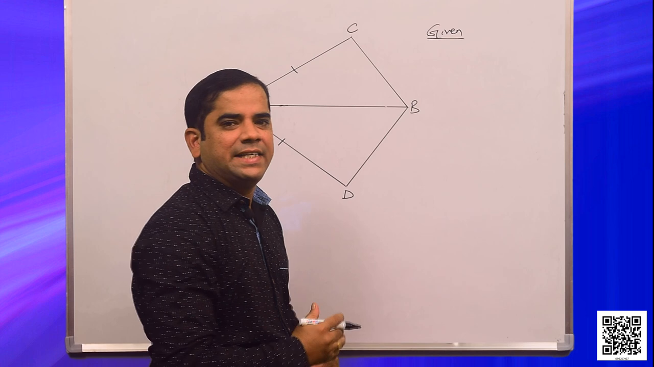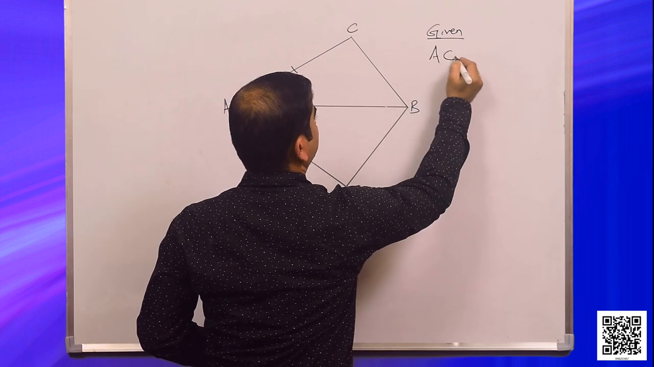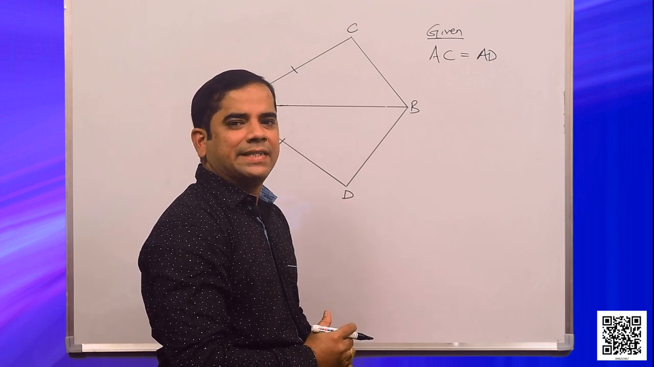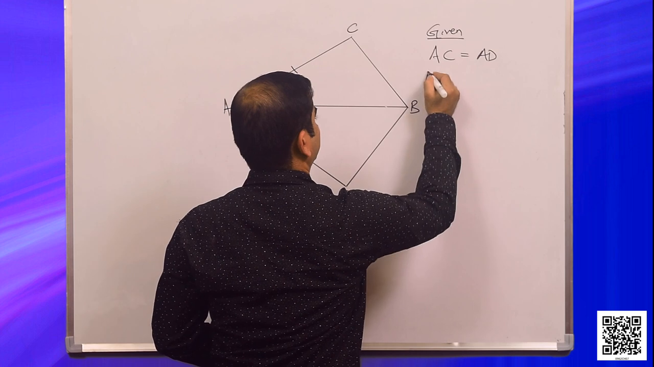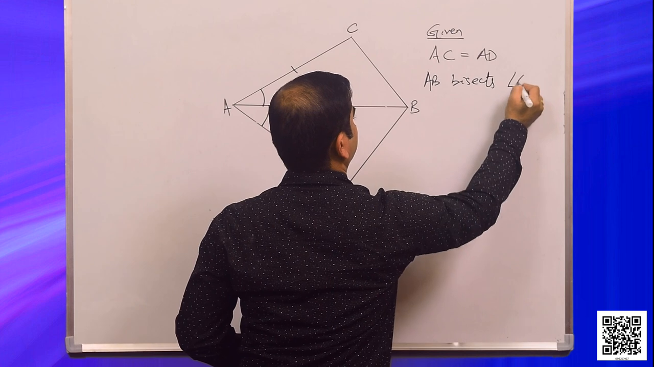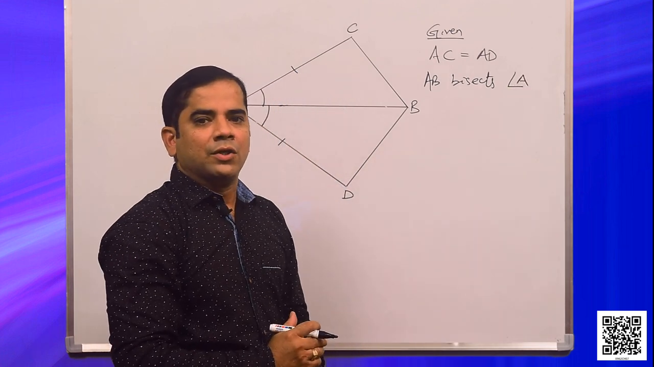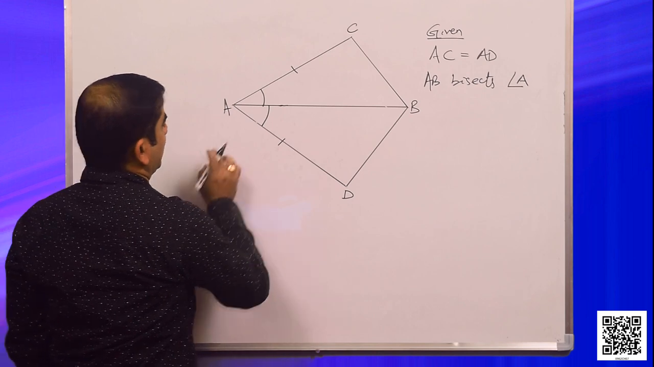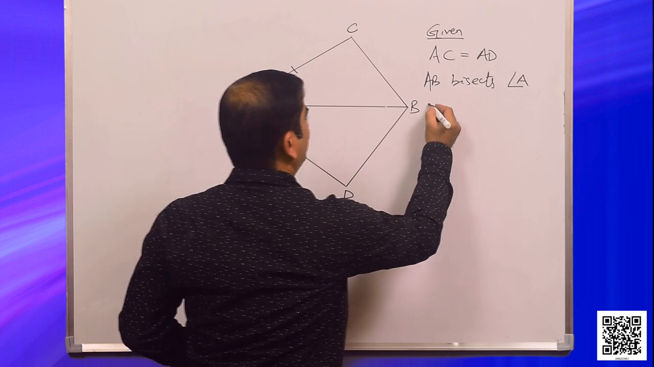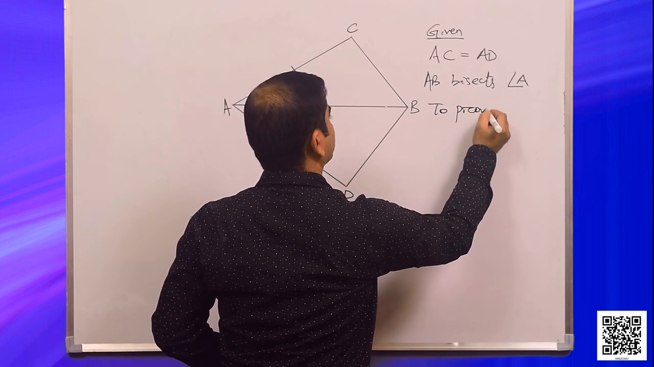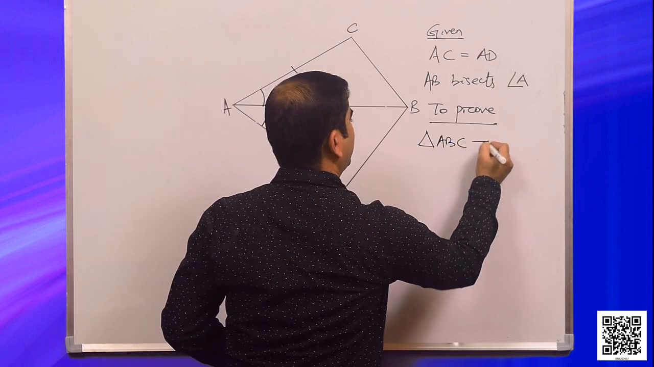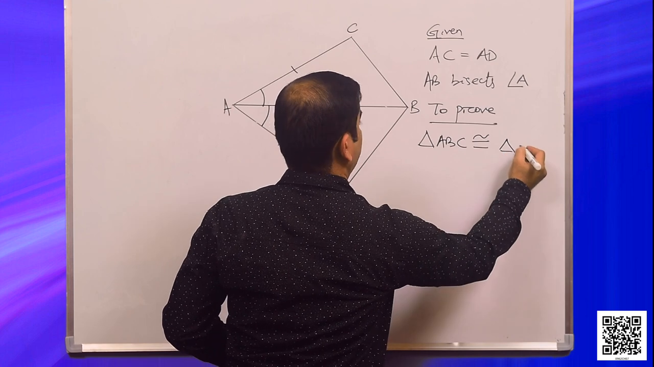What are the given data? AC is equal to AD, and AB bisects angle A. As you can see, AB bisects angle A. So, what do we need to prove? To prove: triangle ABC is congruent to triangle ABD.